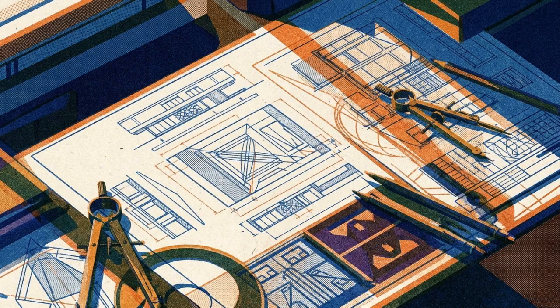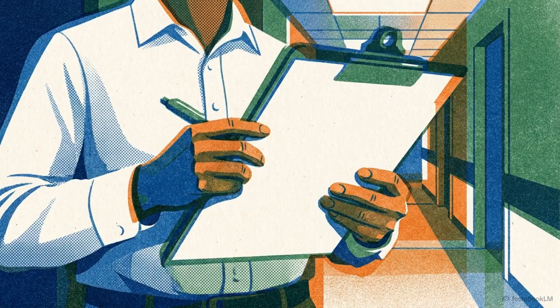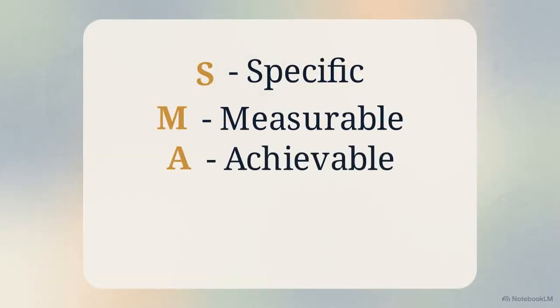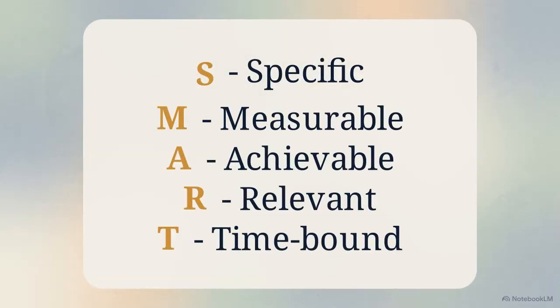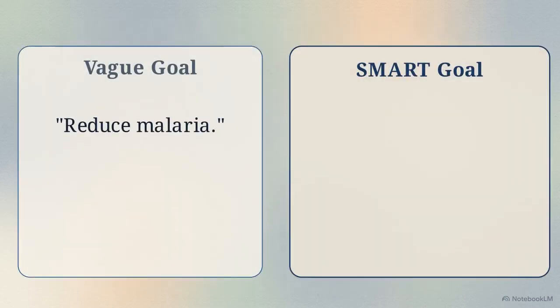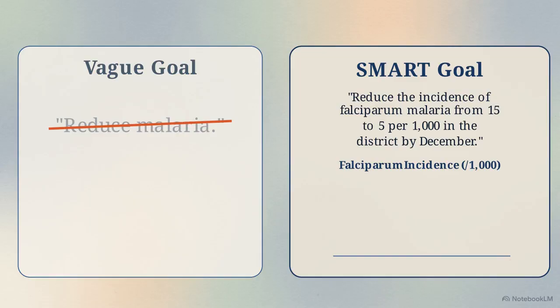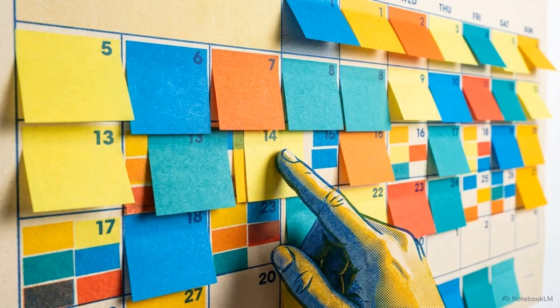All population-level objectives must be mathematically precise. A vague intention gives administrators no baseline to measure failure or success. This diagram breaks down the SMART criteria: specific, measurable, achievable, relevant, and time-bound. "Reduce malaria" is useless. A SMART goal dictates reducing falciparum incidents from 15 to 5 per thousand in a district by December. Once that target is established, the required tasks must be scheduled concurrently.